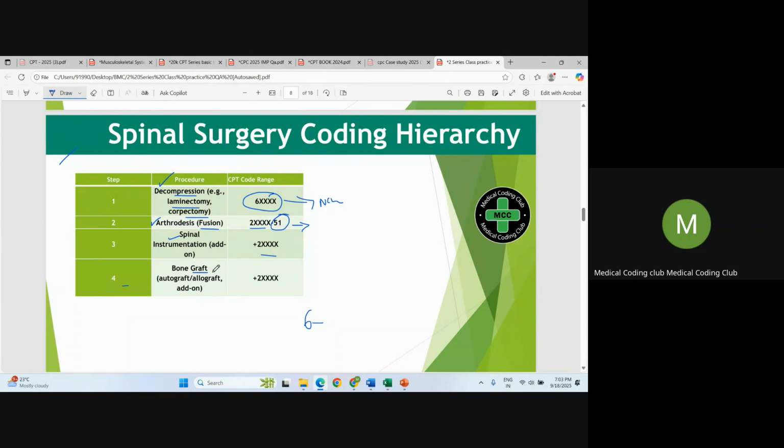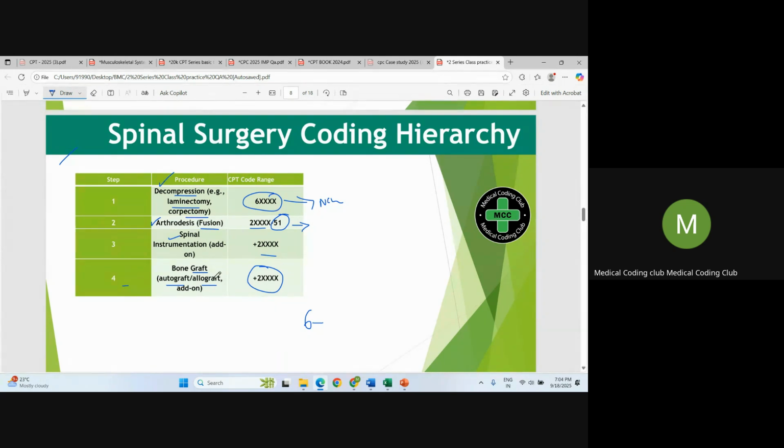Next comes bone graft. Here again you have to check whether it is autograft or allograft. Again, it is also an add-on code. So based on the type of graft they have taken, you have to use the add-on code. So these are the 4 sets of codes you are going to use in spinal surgery coding.